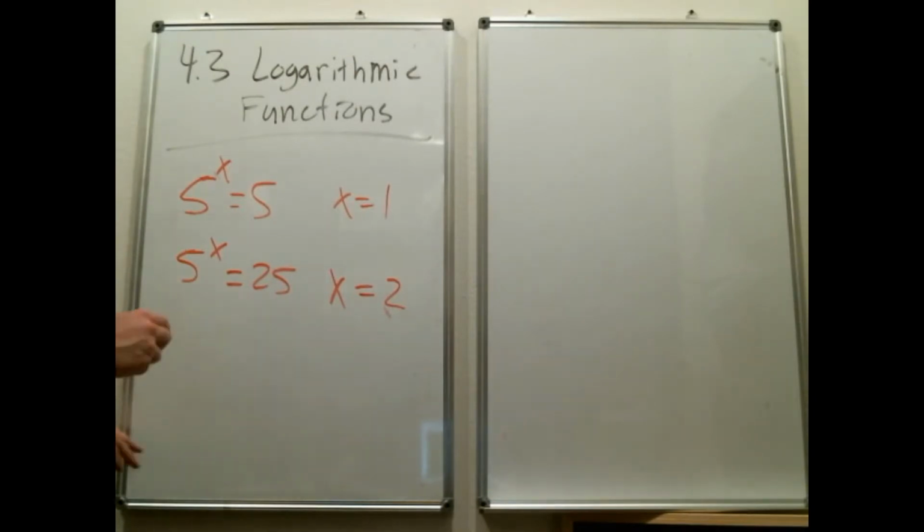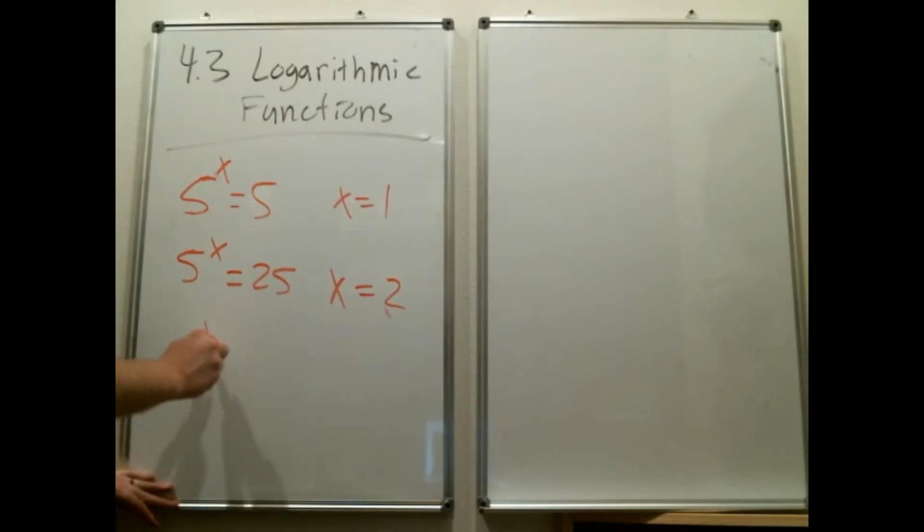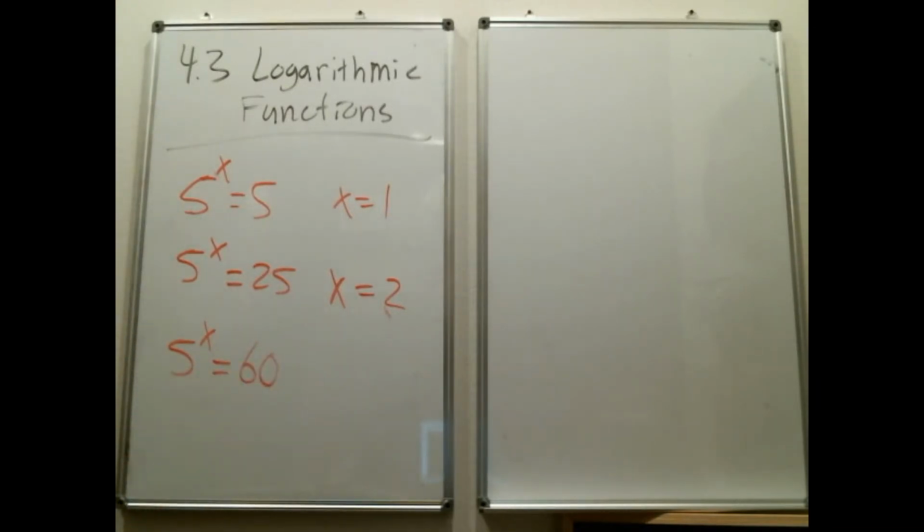Alright, so let's look at another exponent. Let's look at 5 to the x is equal to 60. Now, what can you raise 5 to so that it gives you 60? Think about it for a second. There's no integer number you can come up with. It's a decimal, and it's a weird decimal, and we don't really have a way of figuring that out.